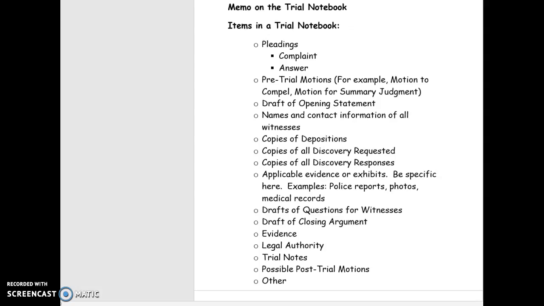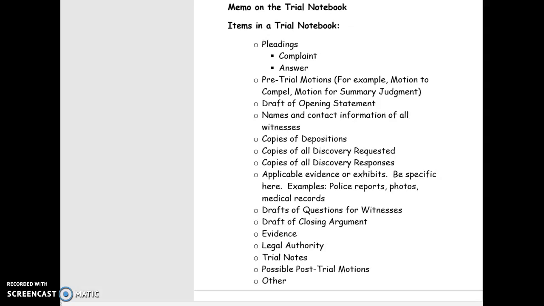The tone of the memo should be professional. It's going to an attorney, and you're going to be writing in an organized, logical flow the types of information that should go in the trial notebook, and as I noted, more importantly, the reasoning. So I'm just going to quickly run through this list. Again, I'm not going to explain why these documents should go in there because I'm going to leave that to you. So you should include the pleadings, which would include a complaint and an answer.